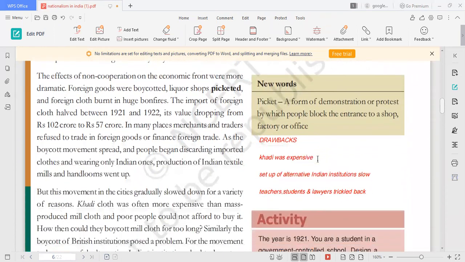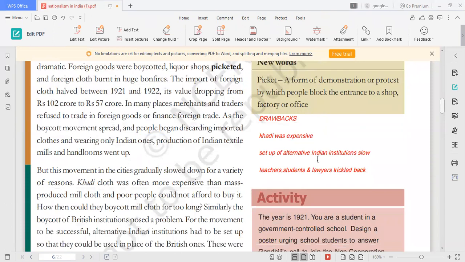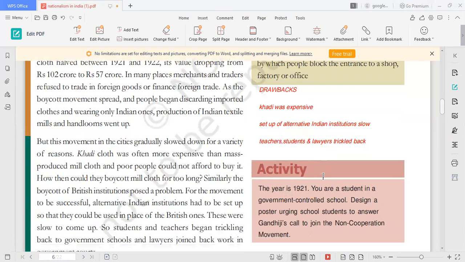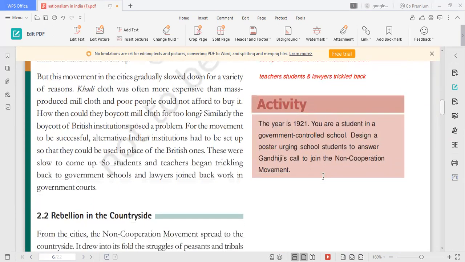Then, because of some drawbacks, the movement failed. Khadi was expensive and not easy to use. So people started going back to foreign clothes. Instead of the British controlled government schools and courts, we were delayed in providing alternative Indian institutions. So the teachers, students, and lawyers trickled back to their work.